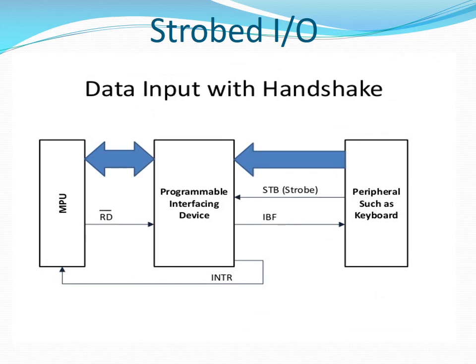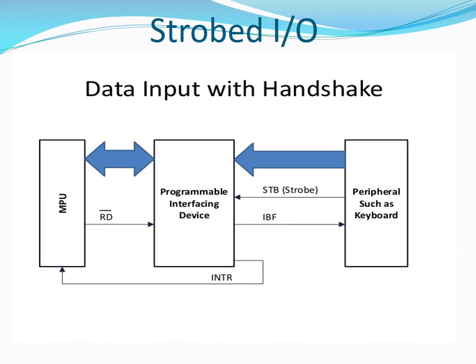In this illustration, we want to show the sequence of events that occur when reading a data item from an input device such as a keyboard. The microprocessor controls the input device through a programmable interface device. The connection between the microprocessor and the programmable interface device is made up of the data bus, the address bus, the read control line, and the interrupt line.